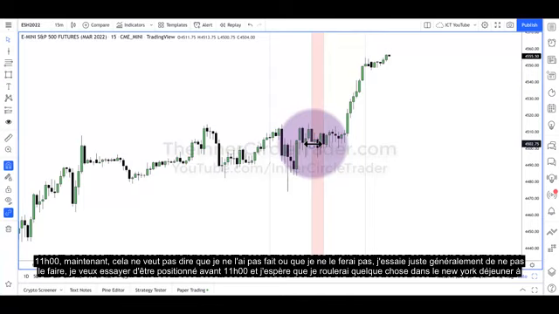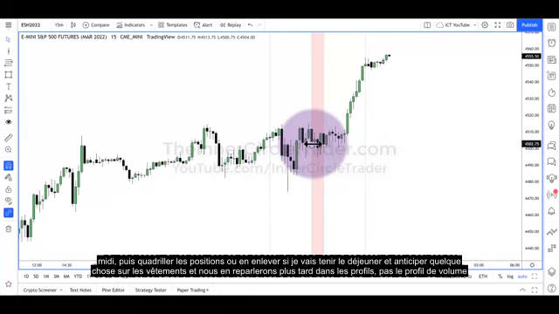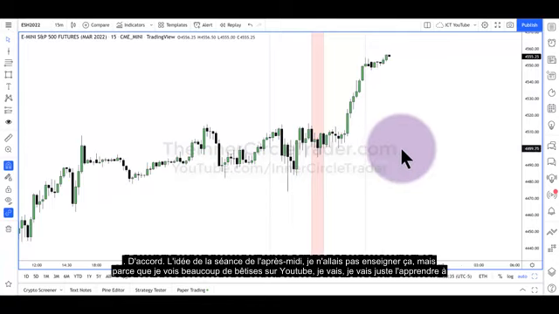I want to try to be positioned before 11 o'clock and hopefully be riding something into the New York lunch at noon. And then, squaring positions or taking some off if I'm going to hold through the lunch and anticipate something going through to the close. And we'll talk about that when we get into profiles. Not volume profile, okay? The idea of the afternoon session, I wasn't going to teach that, but because I see a lot of nonsense on YouTube, I'm just going to teach it to you.